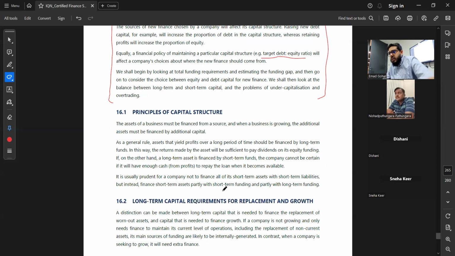Okay, so all that is written here as well. Quickly go through this also. Quickly, please. These paragraphs.